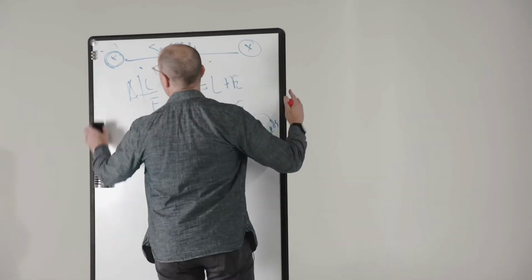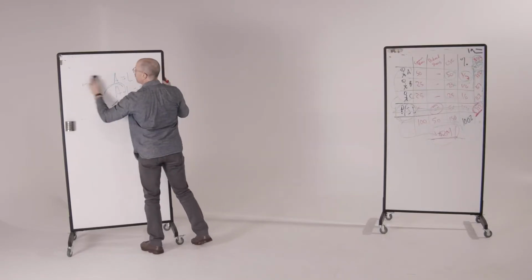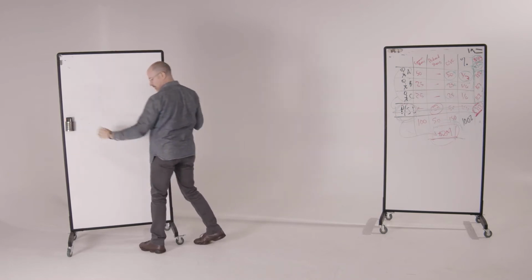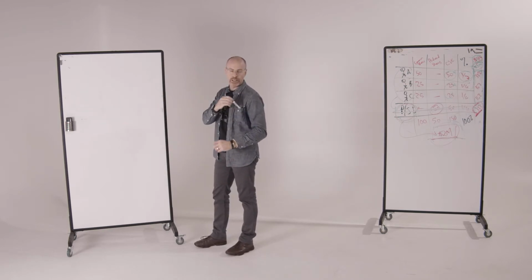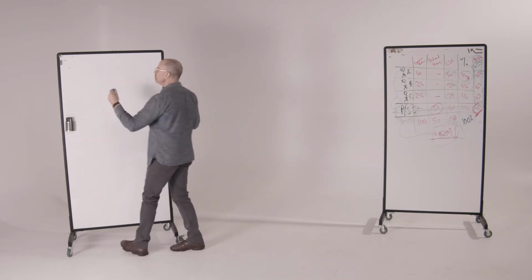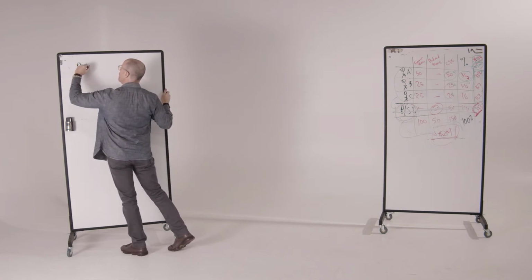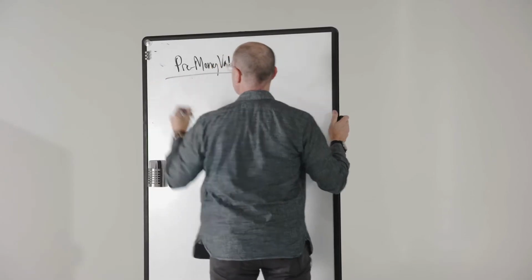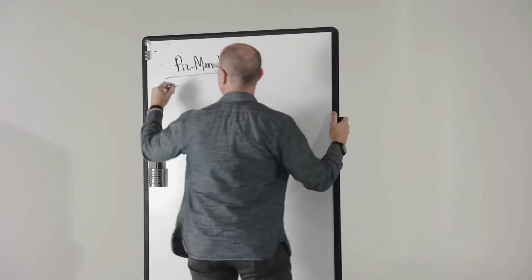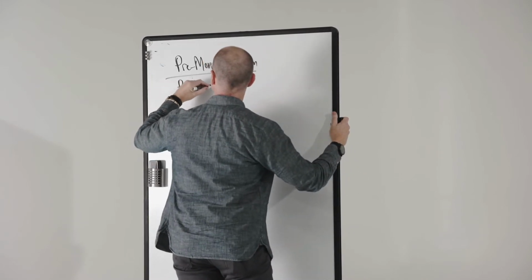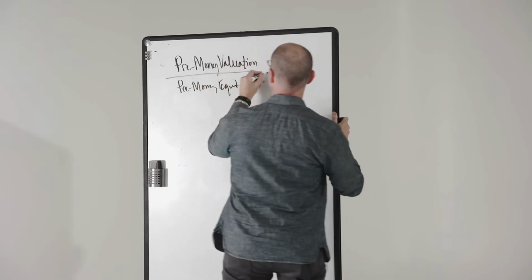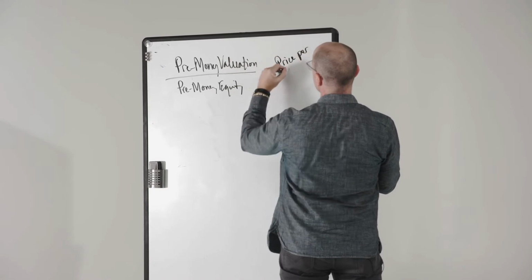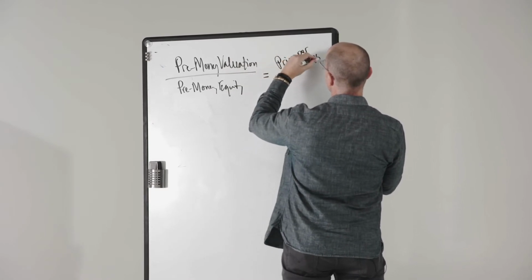So I'm gonna write a couple of equations on the whiteboard. Let me lay these out, and then we will break them apart piece by piece. Pre-money valuation divided by pre-money equity equals price per share. Let's call that PPS.